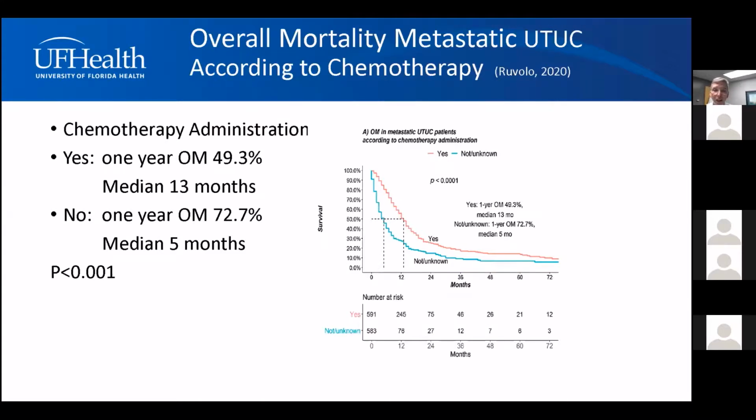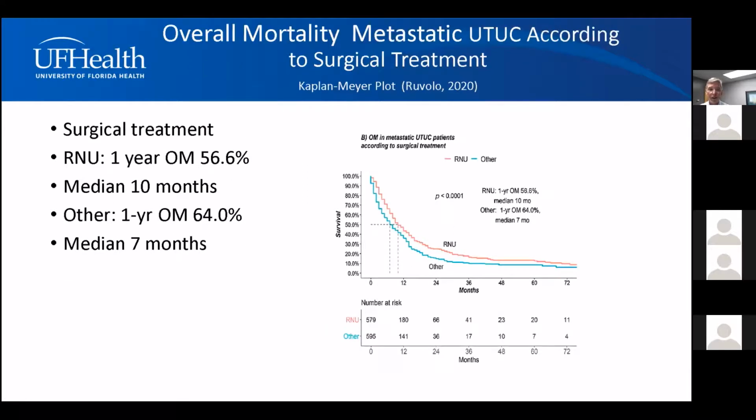They looked at chemotherapy administration. This is now with upper tract UC and metastatic cancer patients according to chemotherapy. So it just shows you the benefits of chemotherapy with or without. And you can see that there's a significant improvement in survival with chemotherapy than with not.